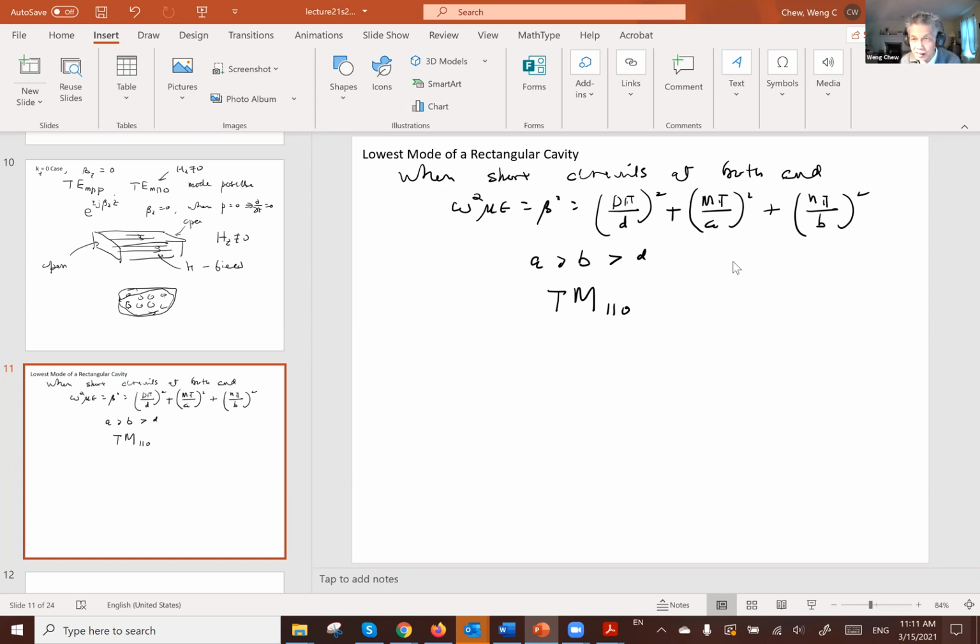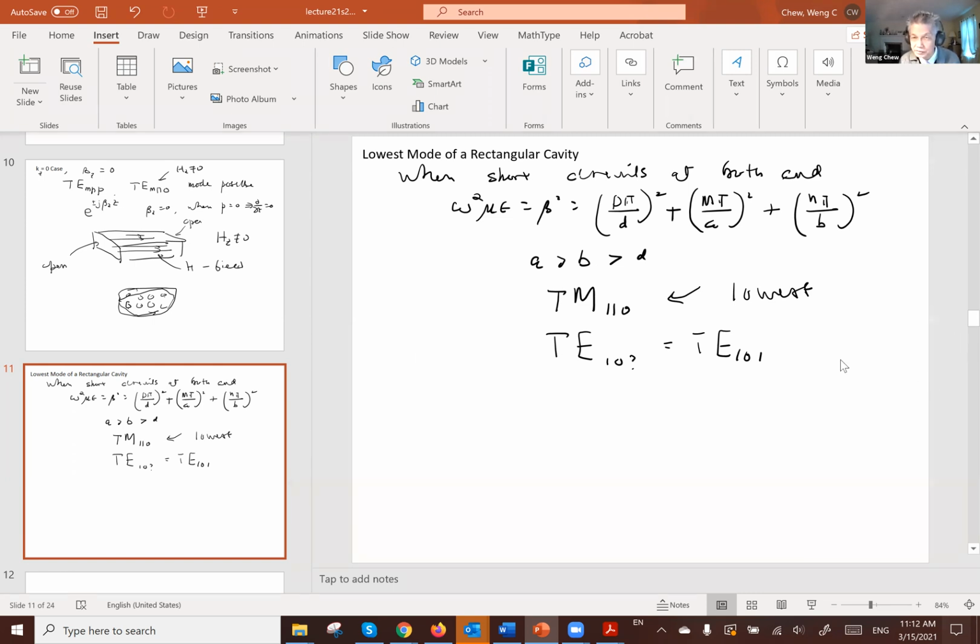And can you try TE? You can. If it's TE, it has to be 1s and 0s, okay? And then you do not know what the third integer is. And then of course, if it's TE, you can easily convince yourself that the third integer has to be non-zero, okay? So it will have to be something like this. But it turns out that this mode has a higher resonant frequency compared to this one. So this one is the lowest. Okay, that one is the lowest resonant frequency.